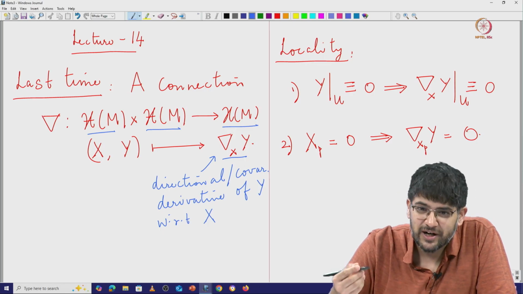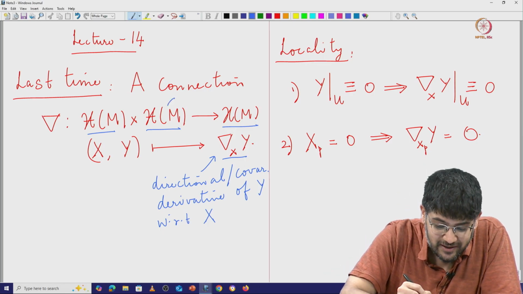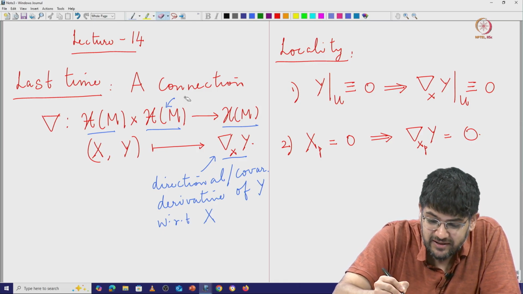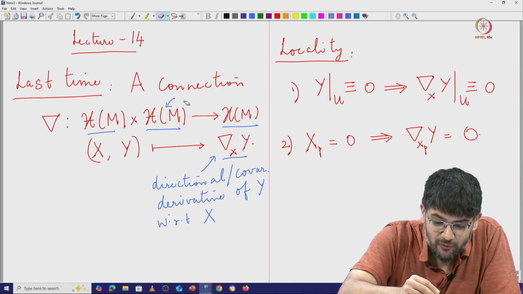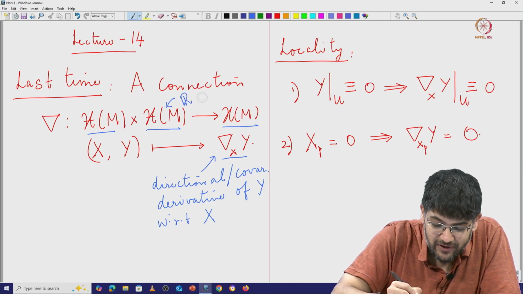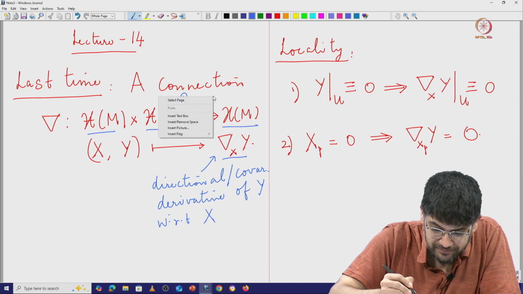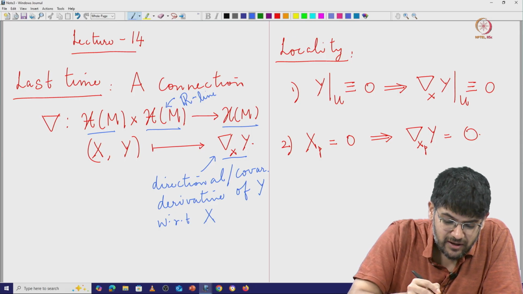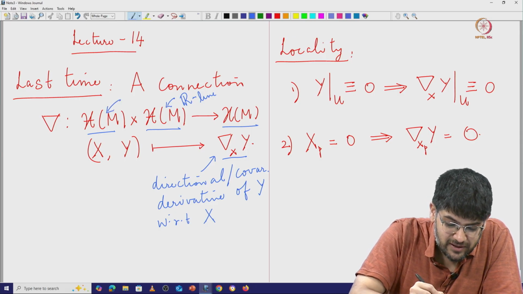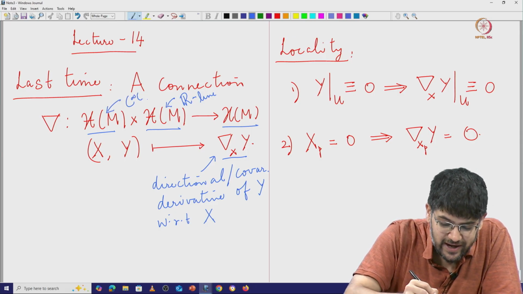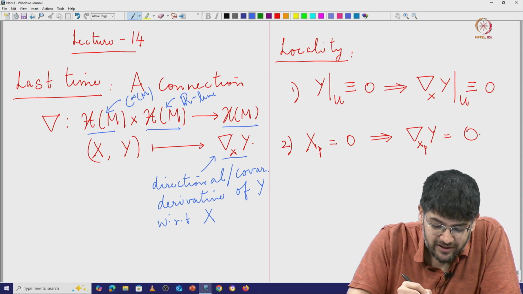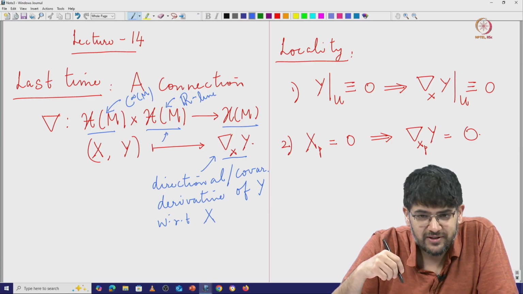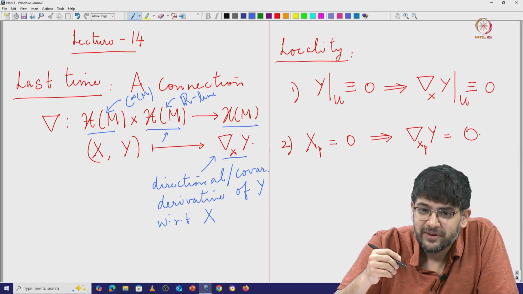It of course has to satisfy three properties: that it's R linear in Y, then it's C infinity(M) linear in X, and in Y it's not C infinity linear, but it satisfies a Leibniz rule, right? So sort of a product rule.